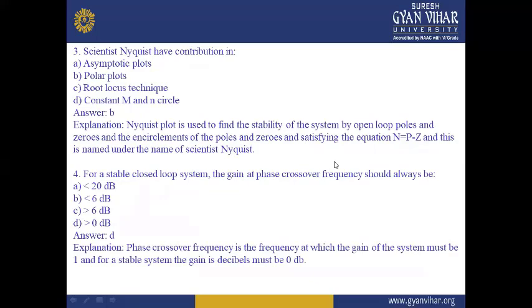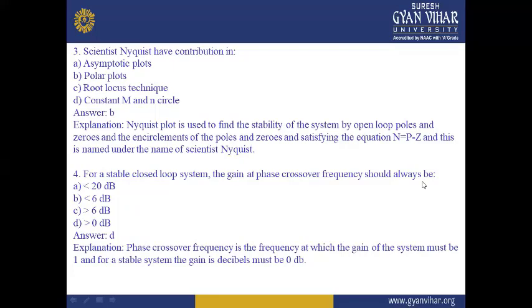The next question is, the scientist Nyquist has contribution in what? They have the contribution in designing the polar plot. The Nyquist plot is used to find the stability of the system by open loop poles and zeros, and the encirclements of the poles and zeros by satisfying the equation N equals P minus Z. This is named under the name of the scientist Nyquist.